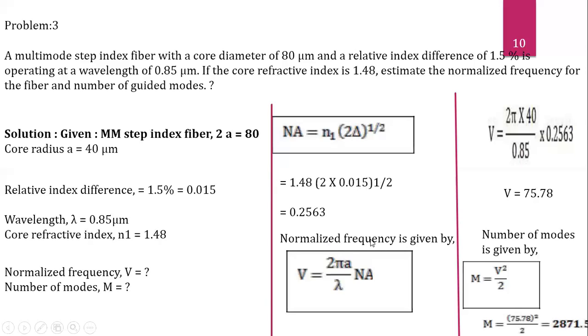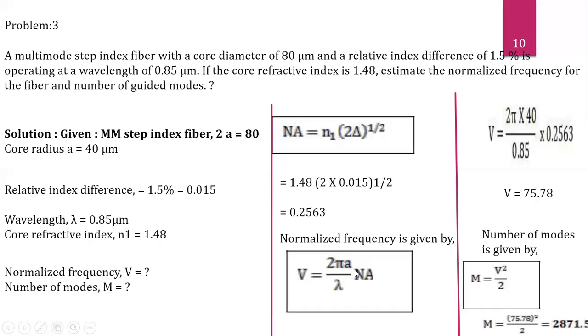Now we have to substitute this value in the normalized frequency formula, that is V is equal to 2 pi A divided by lambda into NA. Here the value of A: it is given as core diameter is equal to 80 micrometer. We know radius is equal to diameter divided by 2. So we will be getting the core radius A is equal to 40 micrometer.